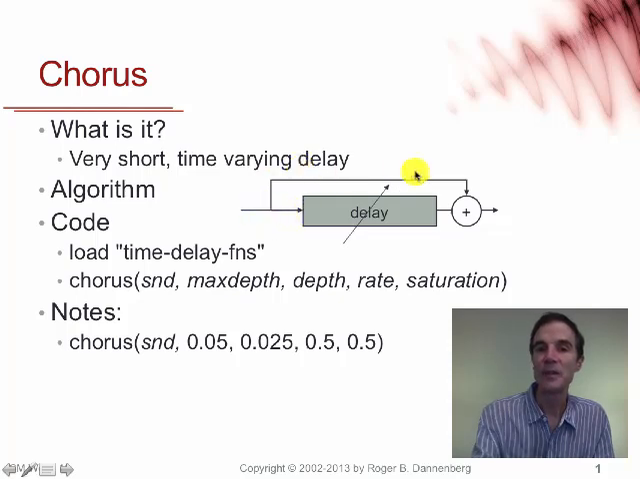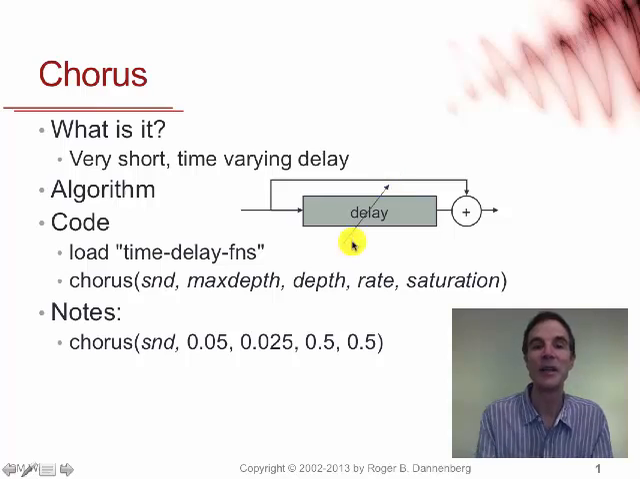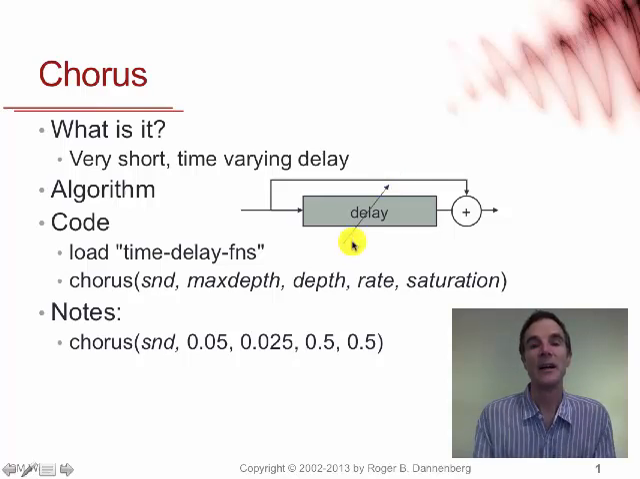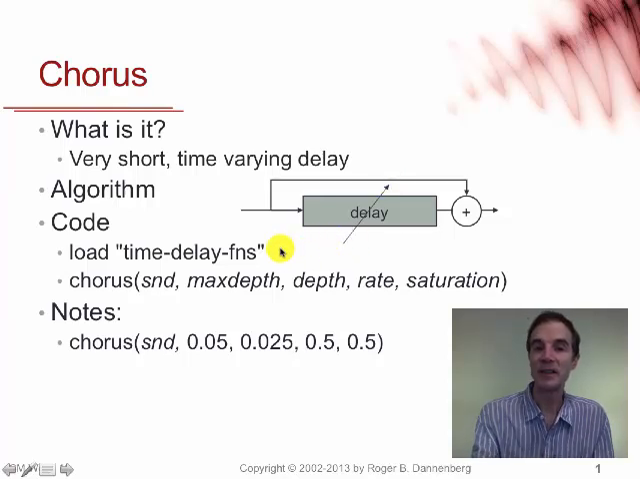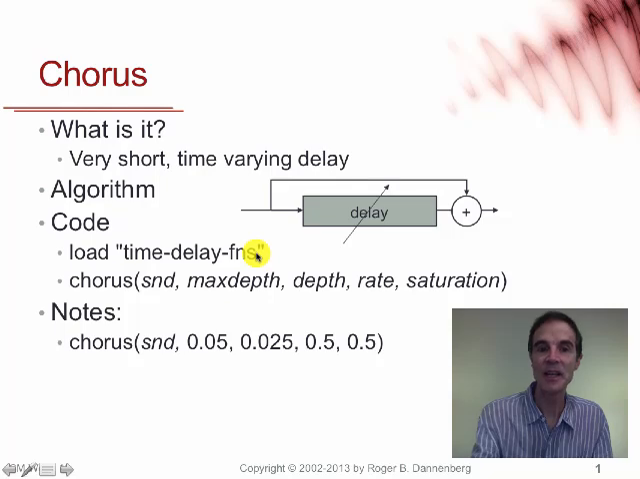The original sound passes through, and a delayed copy of this sound with some attenuation is added to the sound, and the amount of delay varies. That's what's indicated by this diagonal arrow here. To use this in Nyquist, you load the library called time delay functions, and you call chorus like this.